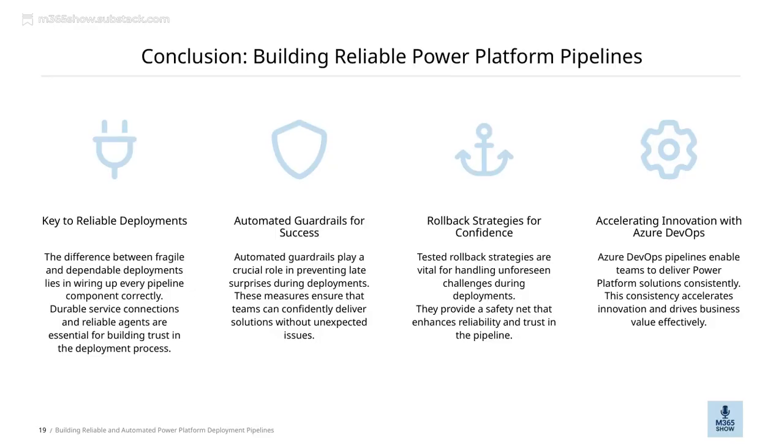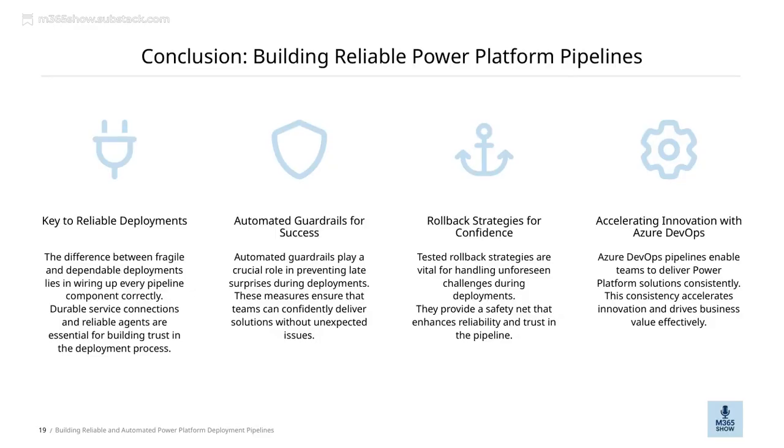Now, no matter how well-planned a deployment is, unforeseen challenges can still arise. That's why having tested rollback strategies is so important. They act as a safety net, giving you confidence that you can quickly revert if something doesn't go as planned, ultimately increasing trust in your pipeline.